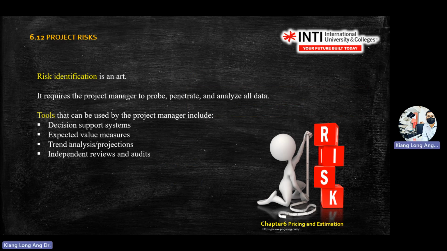Okay. So what are the tools that help you to reduce the risk? First, you have decision support system, expected time value measures, trend analysis, and independent reviews and audits. So these are the tools that you can use for project management, to reduce risk. So you have 4 tools there to help you. Decision support system, expected time value measure, projection, and audits.